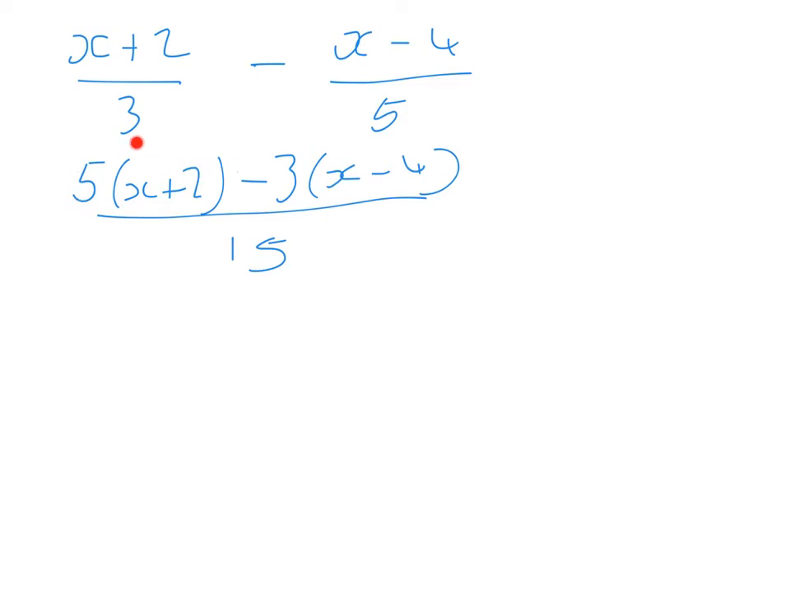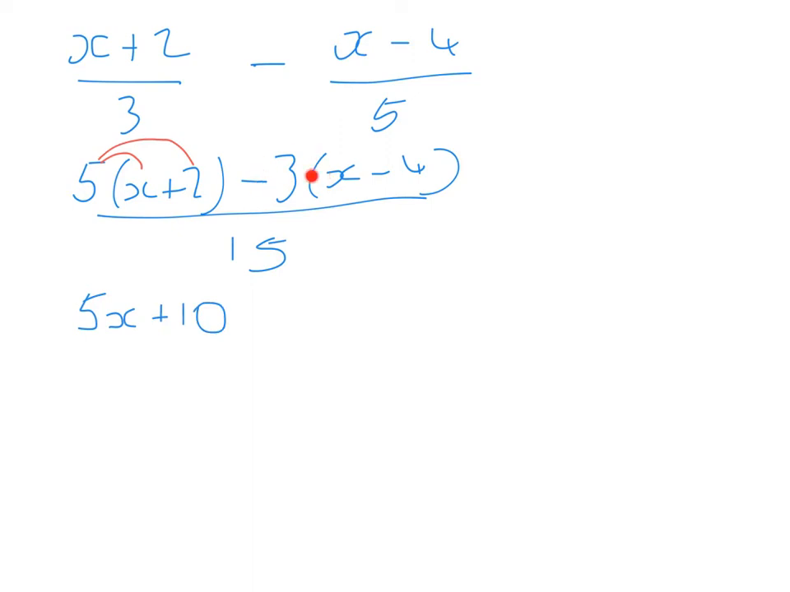So we're going to do 5 multiplied by x plus 2. So it's going to be 5 multiplied by x and then 5 multiplied by 2. 5 multiplied by x is 5x. A number times a letter, we stick it together. And 5 multiplied by 2 is plus 10.